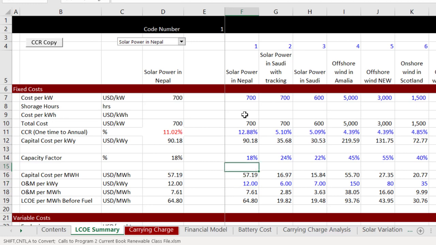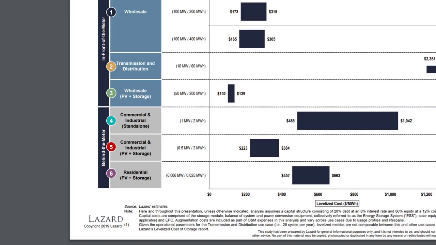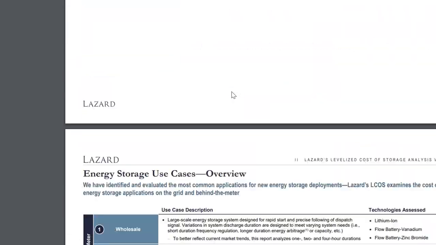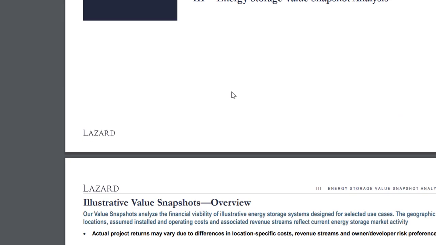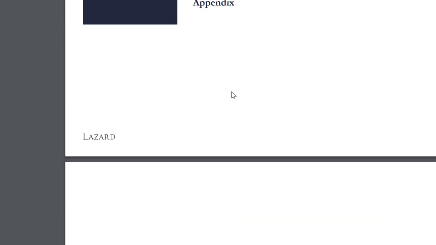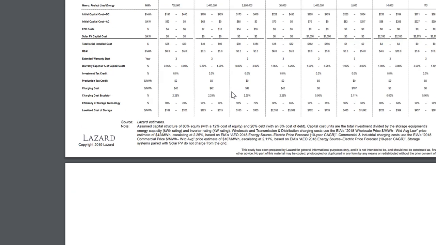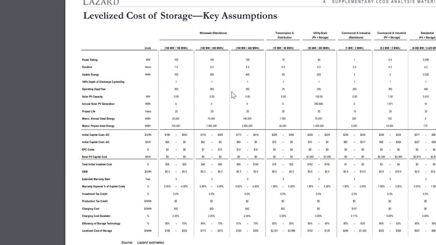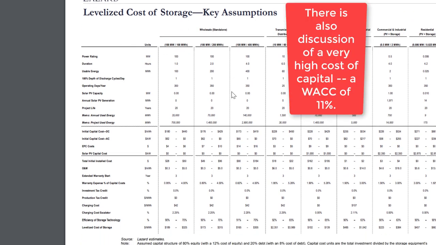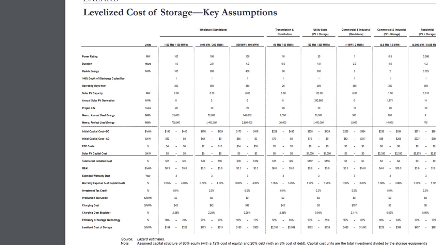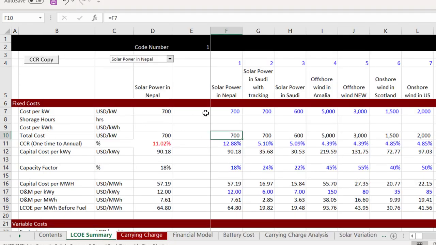Now, the real point is there are only four things. When you look at these studies, like from Lazard, oh, look at all these graphs. You can take this and go crazy with different graphs there. Football field diagrams I've talked about in the past. And this is the year 2019 version of their storage analysis. We're going to incorporate some of that, just because I don't have much better information on cost, but we'll go through it.